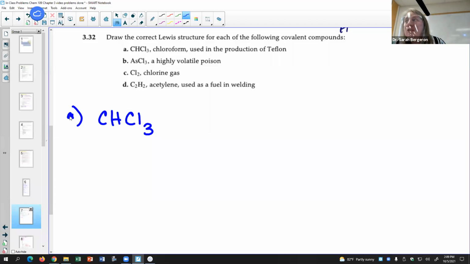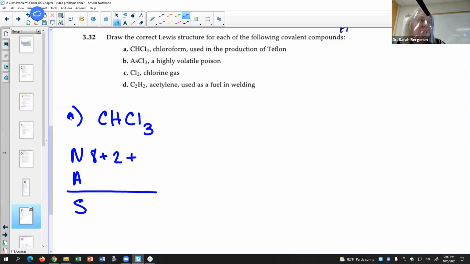You want to do needed, available, shared? I kind of like needed, available, shared. Some people don't. It's cool. If you didn't learn that way and you've learned it already, do your thing. It doesn't matter. Okay, needed, available, and shared. How many does carbon need? 8. Hydrogen, and there's only 1. Hydrogen needs 2. Chlorine needs 8, and we have 3 of them.